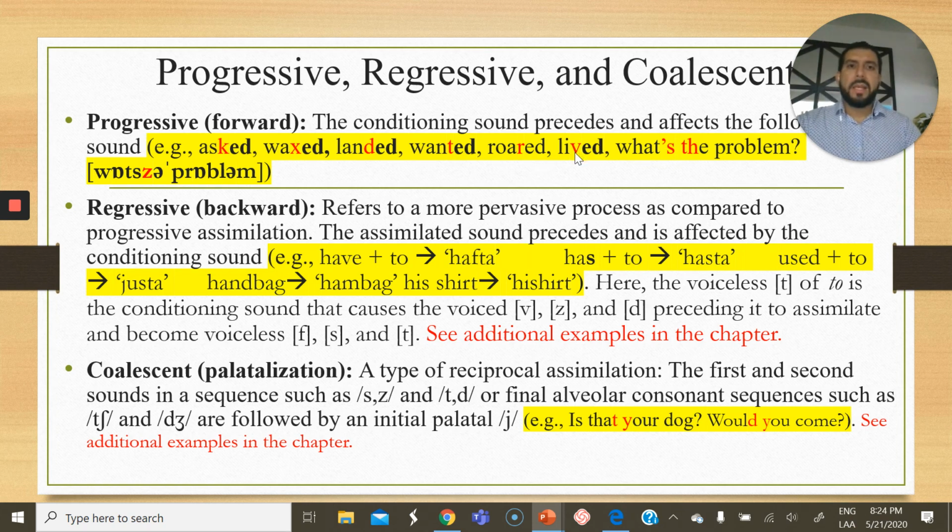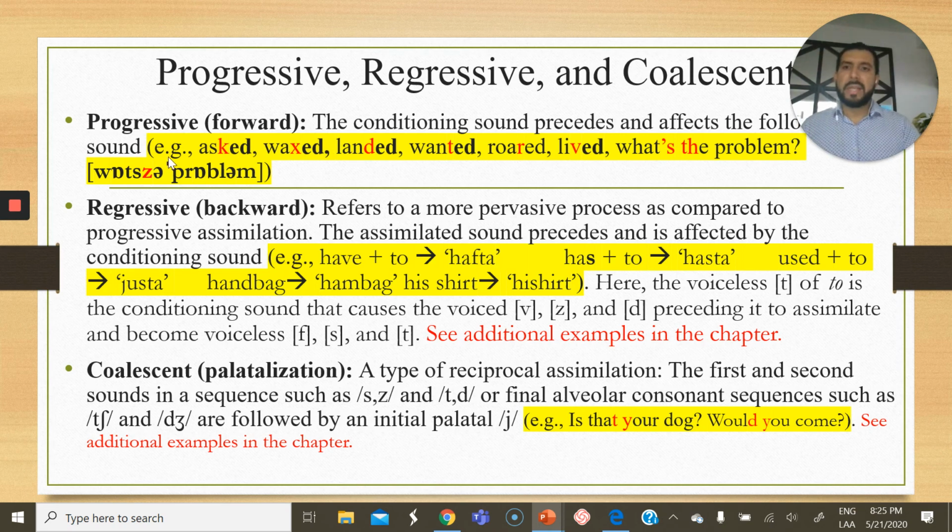Same here. Live, the conditioning sound is v in red here, and the conditioned, or the assimilated sound, I'm sorry, is d, lived. Another case here is this voiceless what's, and you have a z, which is a voiced interdental fricative. Then you have what's the problem? What's the problem? So this and v became more like z. So that's a case of progressive assimilation.